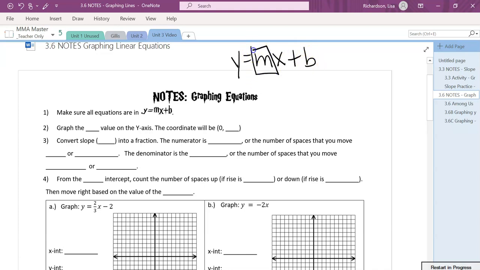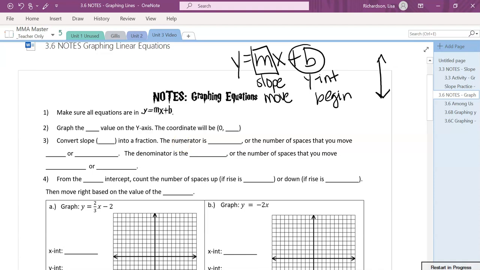M is our slope. B is our y-intercept. And I also think of it as slope is how you move, and B is where you begin. And this one is on the y-axis. And as a reminder, the y-axis is the up and down axis.